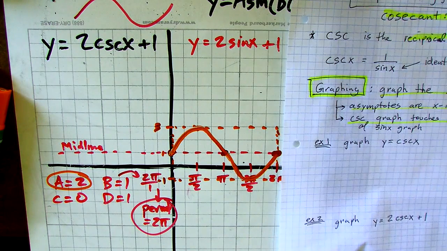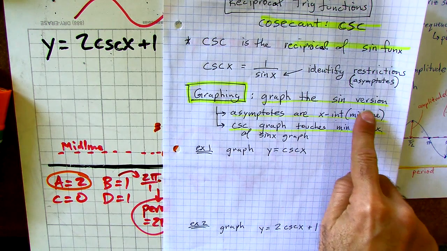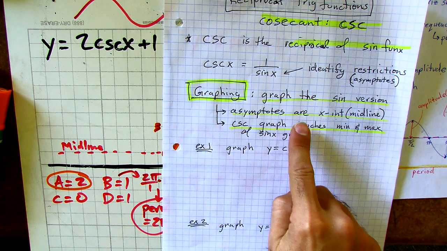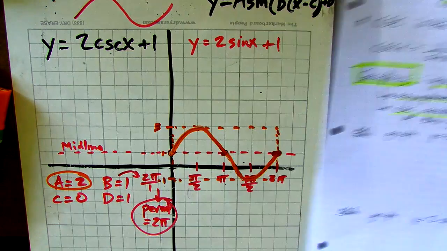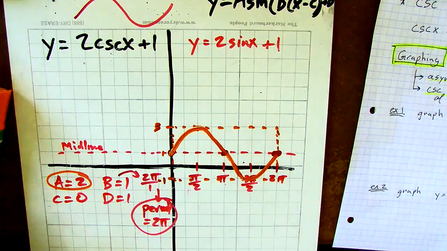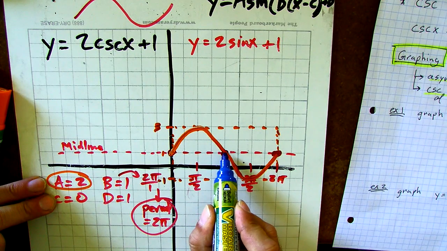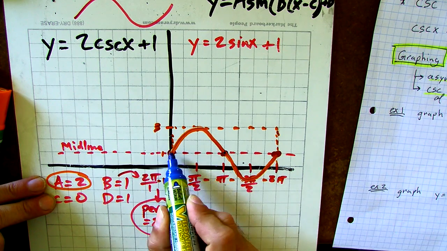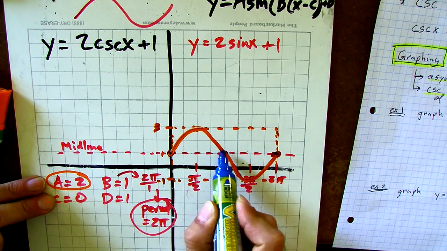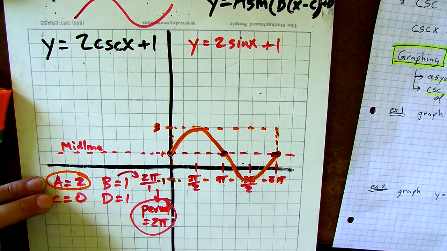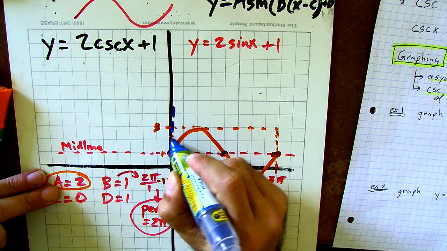Because what we just learned was, we graphed the sine version. The asymptotes are the x-intercepts, or where it intersects the midline. So that's where I'm going to go in here, with a different color. I'm going to look and see that the intersections along the midline for the sine version are at these 3 points. You guys agree? That's where it goes up and comes down through it. So this is where I'm going to put my asymptotes.